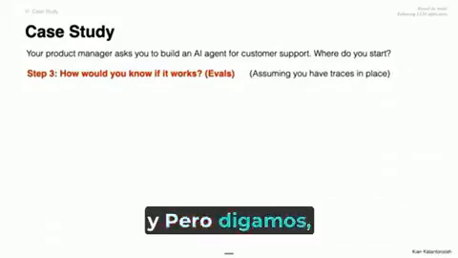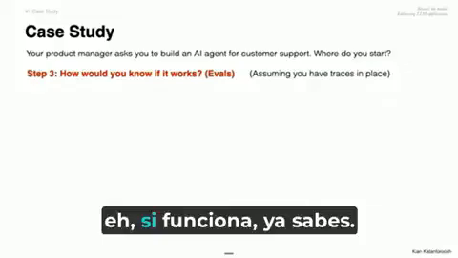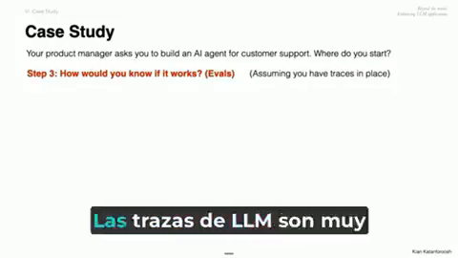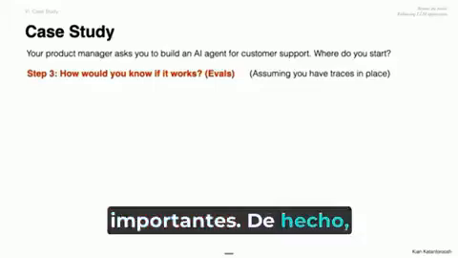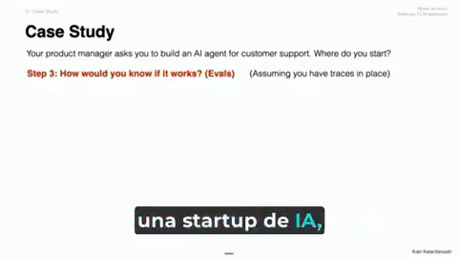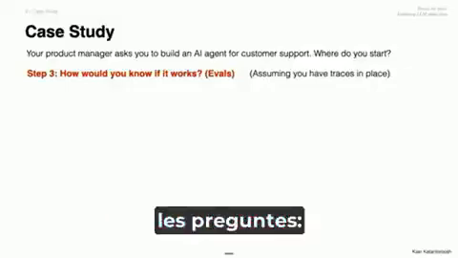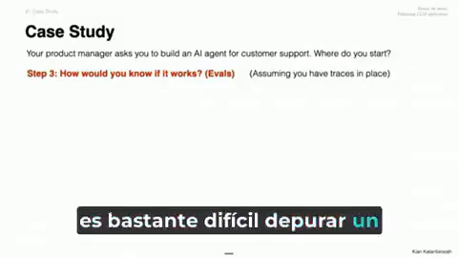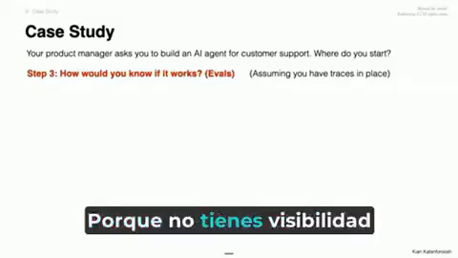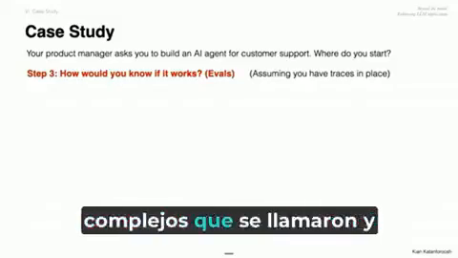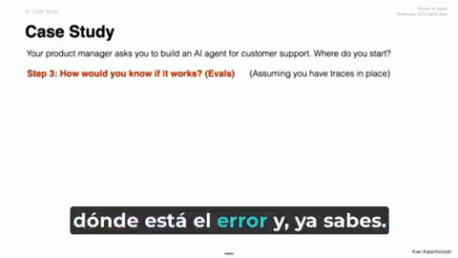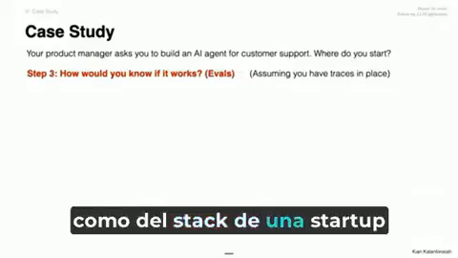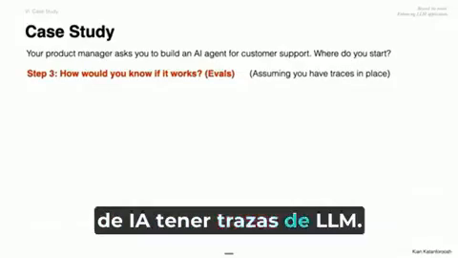And so, let's say we now want to know if it works. I'm going to assume that you have LLM traces. LLM traces are very important. Actually, if you're interviewing with an AI startup, I would recommend you ask them in the interview process, do you have LLM traces? Because if they don't, it is pretty hard to debug an LLM system. You don't have visibility on the chain of complex prompts that were called and where the bug is. So it's a basic part of an AI startup stack to have LLM traces.